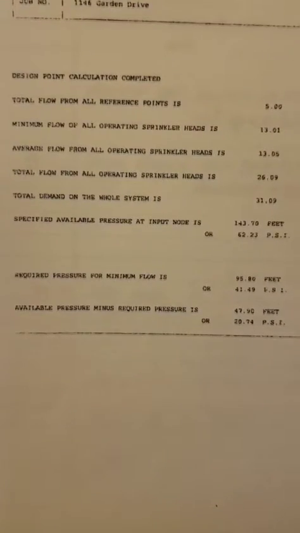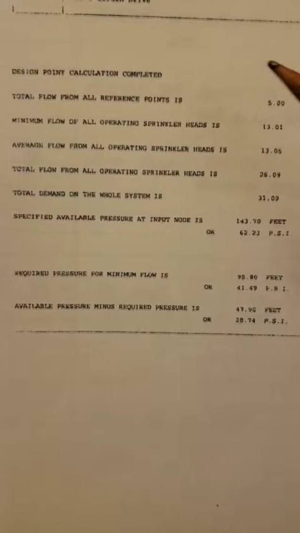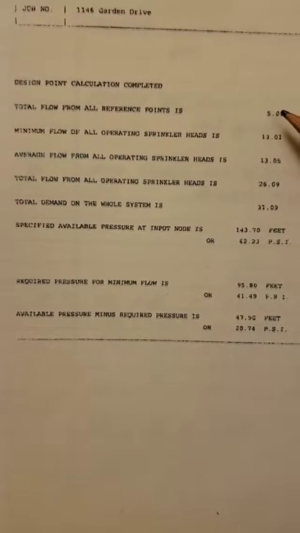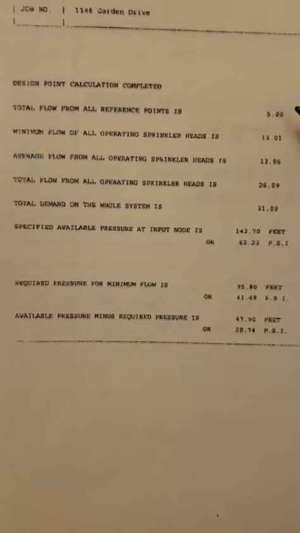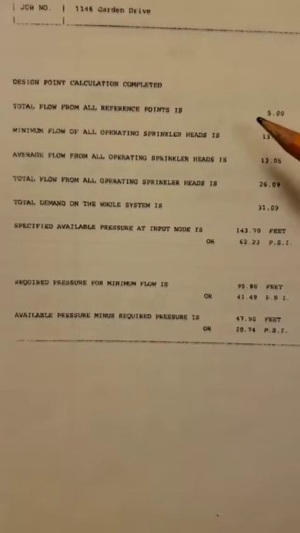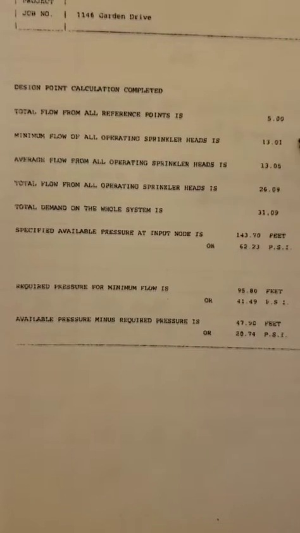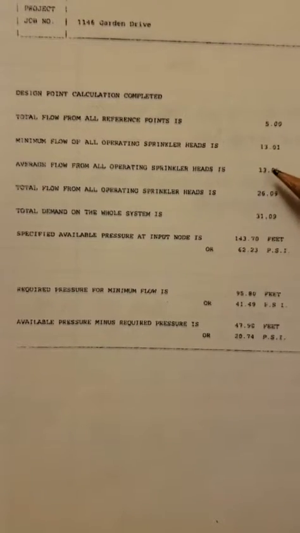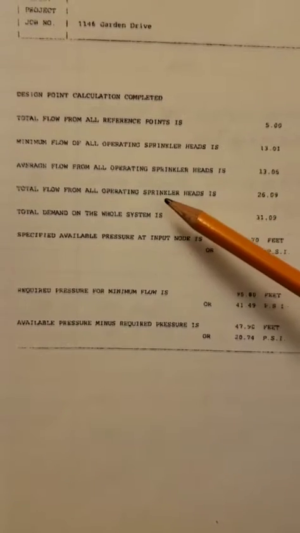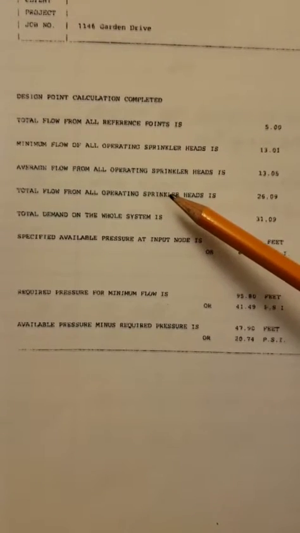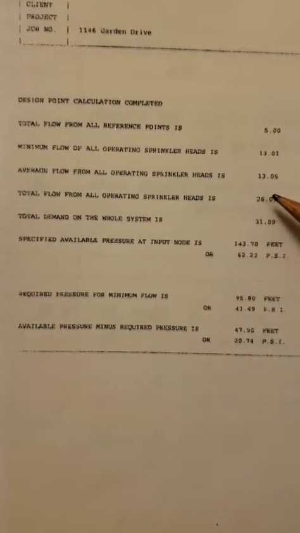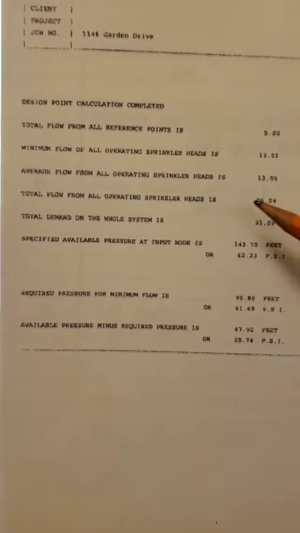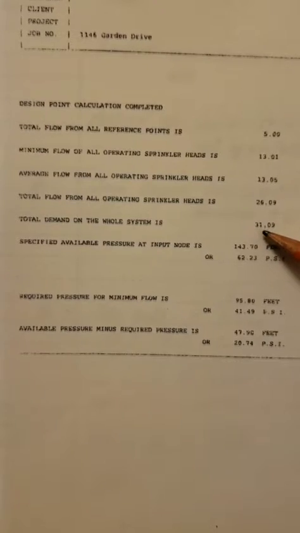So in this case, this house I'm doing on Garden Drive, he's got the total flow from all reference points. He's got 5 PSI or 5 gallons per minute. And minimum flow of all operating sprinkler heads is 13 gallons per minute. Average flow from operating sprinkler head is actually only 13. It's almost the same. And total flow from all operating sprinkler heads, which is 2 of the highest and farthest sprinklers from the valve room, is 26 PSI, or gallons per minute, sorry. And the total demand on the whole system is 31 gallons per minute.